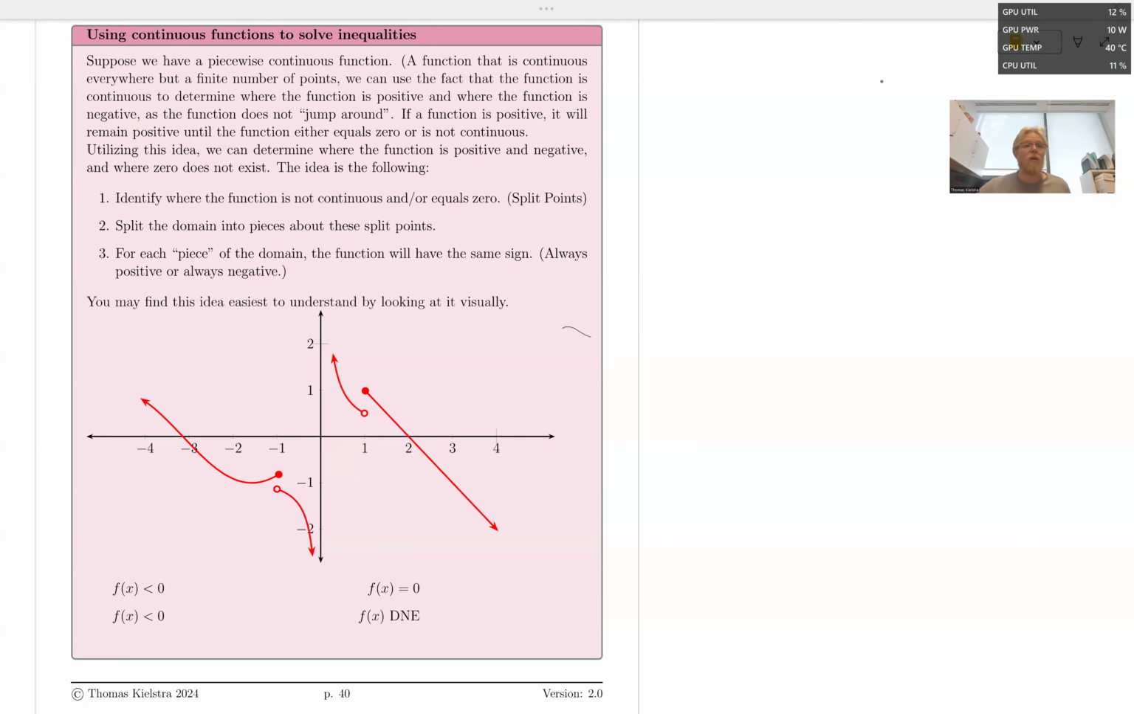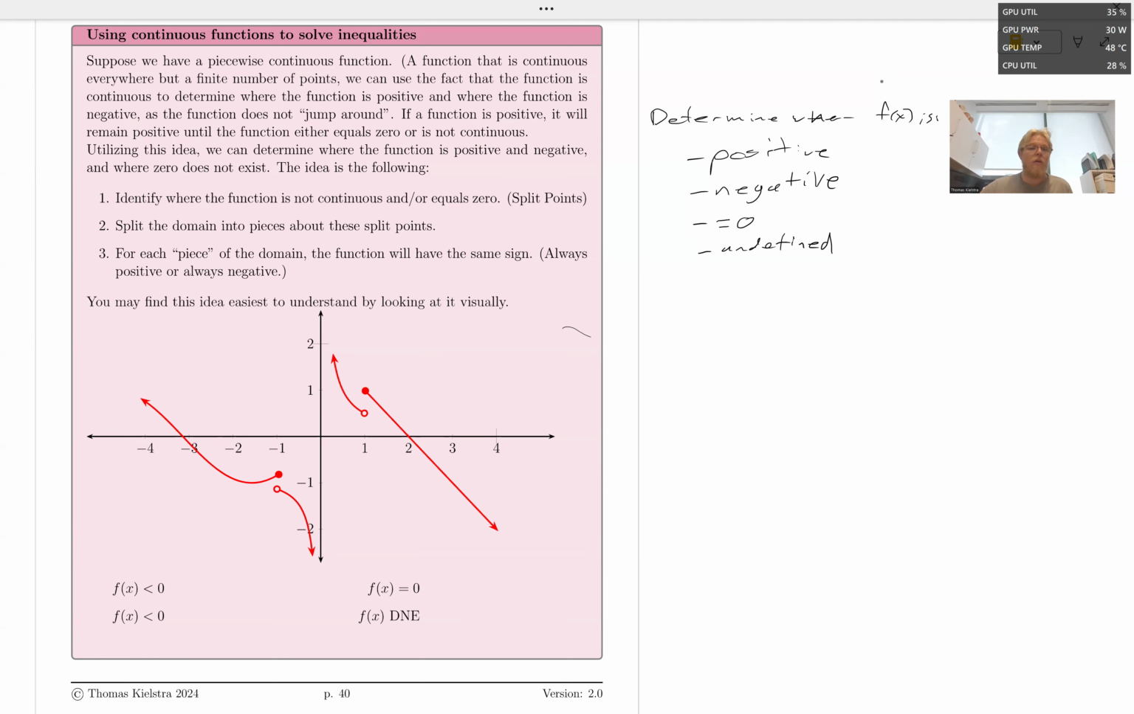In this video, we're going to look at using continuous functions to solve inequalities. And the main idea is we're going to determine where f of x is positive, negative, equal to 0, and undefined.